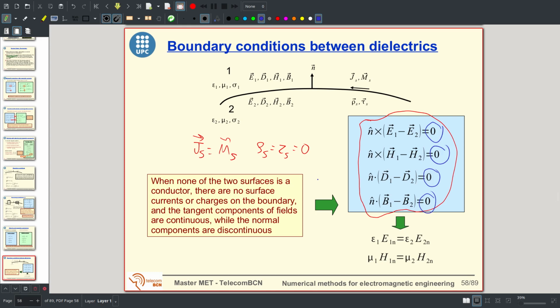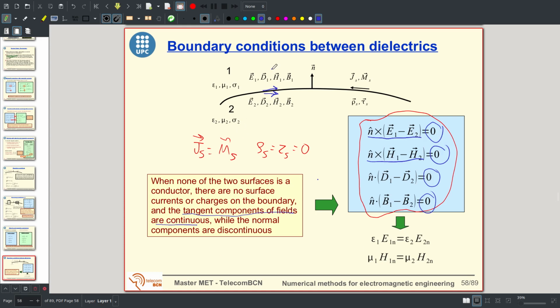What you get is that the tangent components of the electric field are continuous at the boundary, and the tangent components of the magnetic field are continuous at the boundary. That is, the tangent components of the electric and magnetic field in medium 1 are equal to the tangent components of the electric and magnetic field in medium 2. So there is a continuity in the tangent components of the field. So here I say that the tangent components of the fields are continuous, okay?